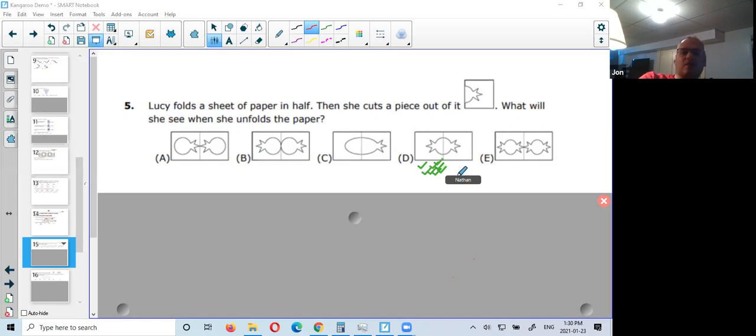Nathan, I'm going to take you, and D. You think the answer is D? It's definitely D. If you open that paper, right? Fold it along here and cut out that piece. There's the fold line, right? It can't be the other pieces if that's the fold line. So I think the answer is D.